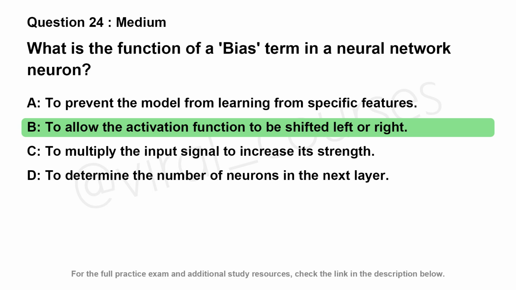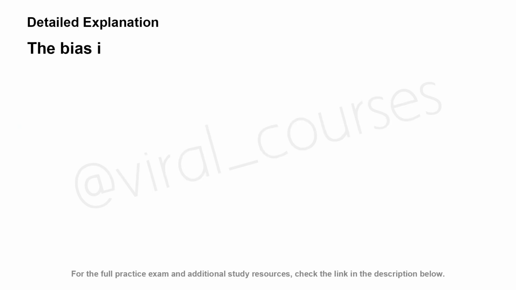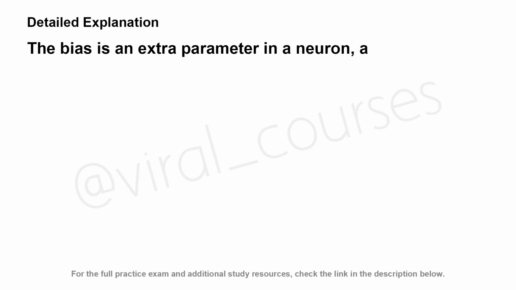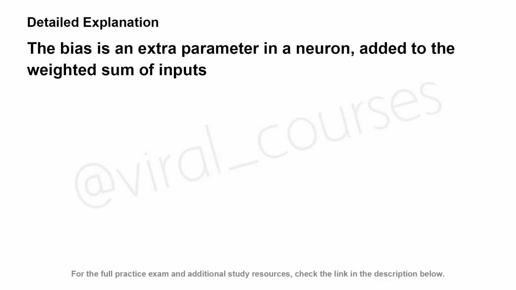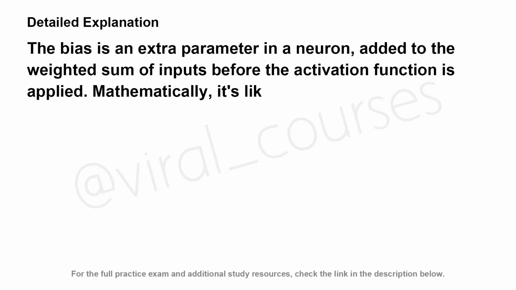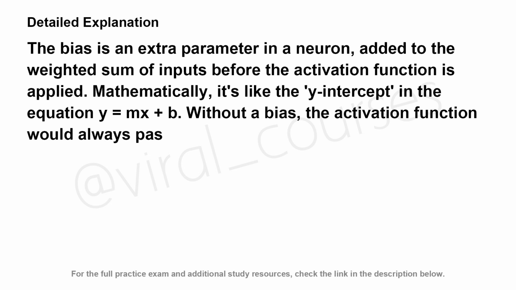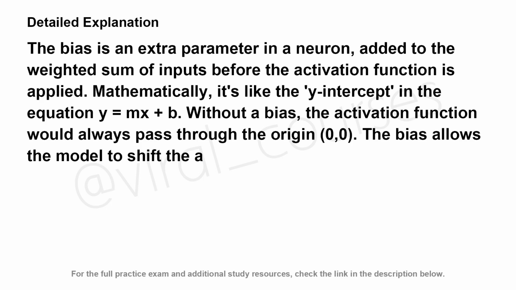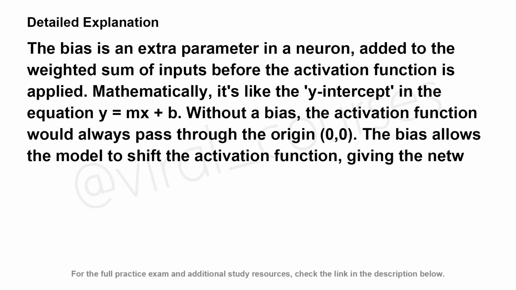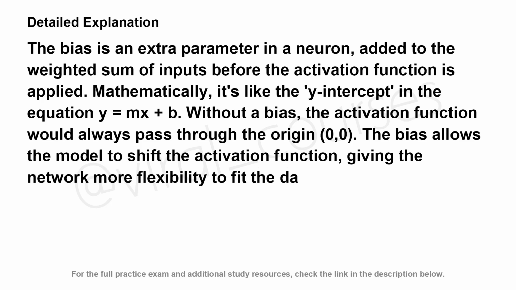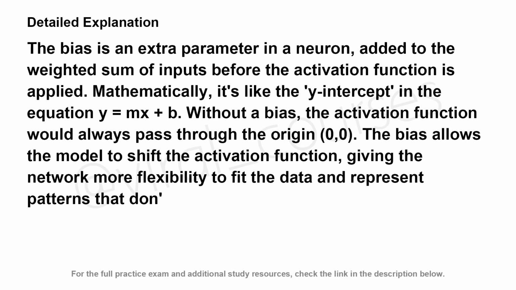The correct answer is B. The bias is an extra parameter in a neuron, added to the weighted sum of inputs before the activation function is applied. Mathematically, it's like the y-intercept in the equation y = mx + b. Without a bias, the activation function would always pass through the origin (0, 0). The bias allows the model to shift the activation function, giving the network more flexibility to fit the data and represent patterns that don't pass through the origin.